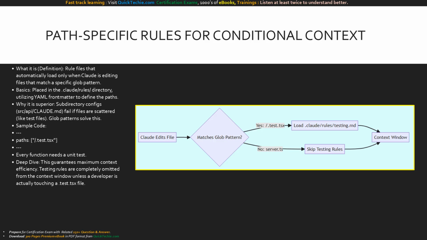When Claude Code begins editing a file, it checks the file path against the glob patterns defined in your .claude/rules/ directory. If the file matches the **/*.test.tsx pattern, the testing rules are actively injected into the context window. If it's just a standard server.ts file, the rules are skipped entirely. This dynamic injection keeps Claude laser-focused on the immediate task context.